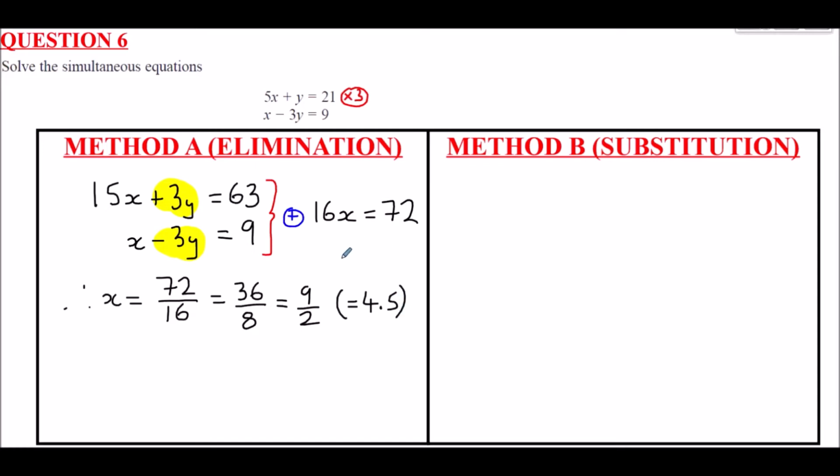We then substitute this value into one of the original equations. So if I call this equation 1 and equation 2, the easiest is probably equation 2. So I'm going to sub x equals 4.5 into the bottom equation, into equation 2. So what do we get when we do this? x minus 3y now becomes 4.5 minus 3y.